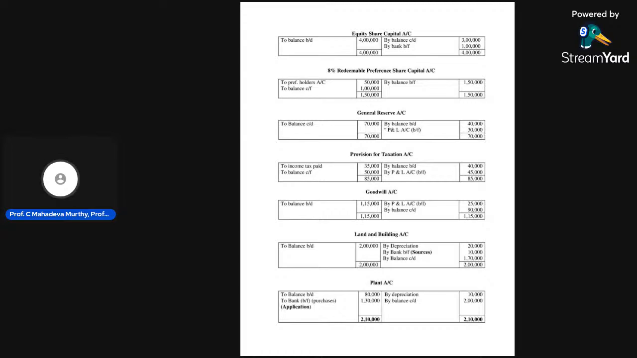Then land and building, this is also balance brought down 2 lakhs. Depreciation is there, 20,000. Bank, that is sources, 10,000. Then balance carried down 1,70,000. That is total of 2 lakhs.